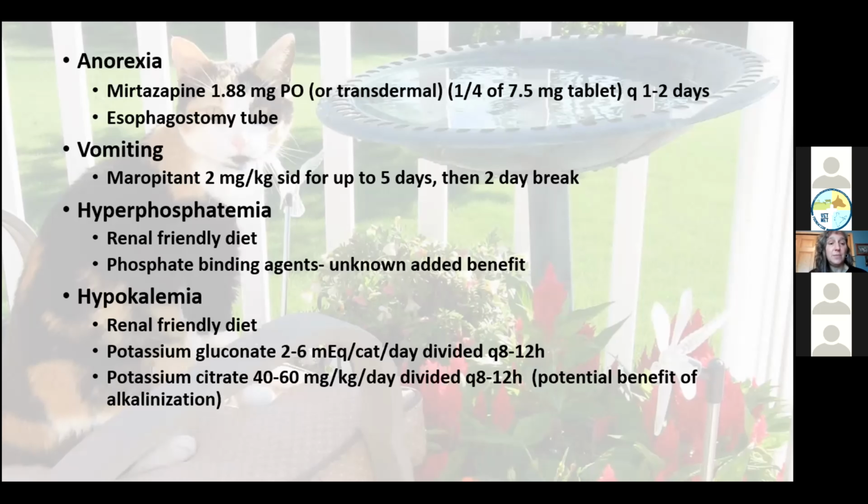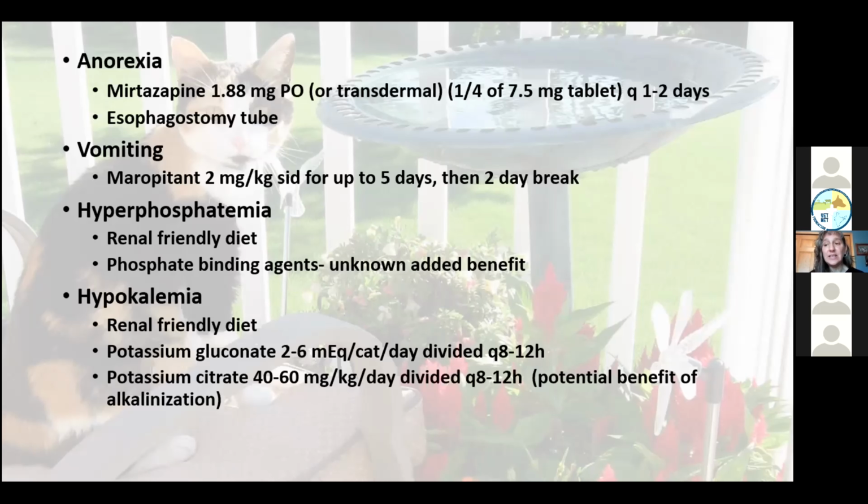For vomiting, maropitant is a wonderful antiemetic. I use that at 2.5 milligram per kilogram once a day. You can use this up to 5 days, and then it is recommended that you give a 2-day break or washout period for that.